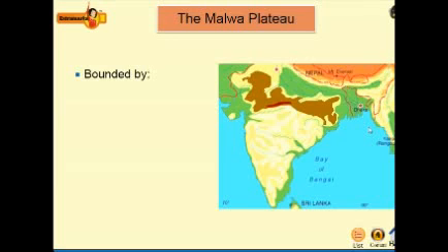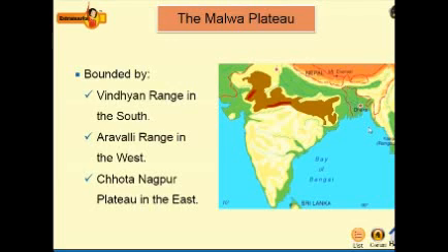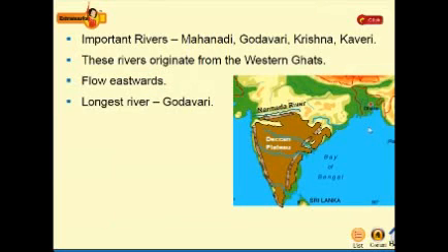The Malwa Plateau is bounded by the Vindhya Range in the south, the Aravalli Range in the west, and the Chota Nagpur Plateau in the east. The Deccan Plateau lies to the south of the Narmada River and is triangular in shape. The important rivers are Mahanadi, Godavari, Krishna, and Kaveri. These rivers originate from the Western Ghats and flow eastward. The longest river is the Godavari.